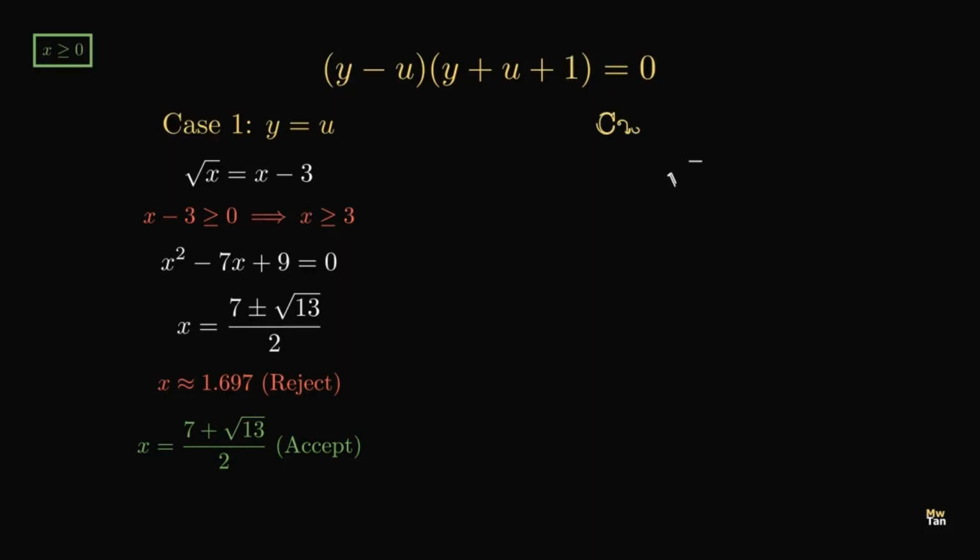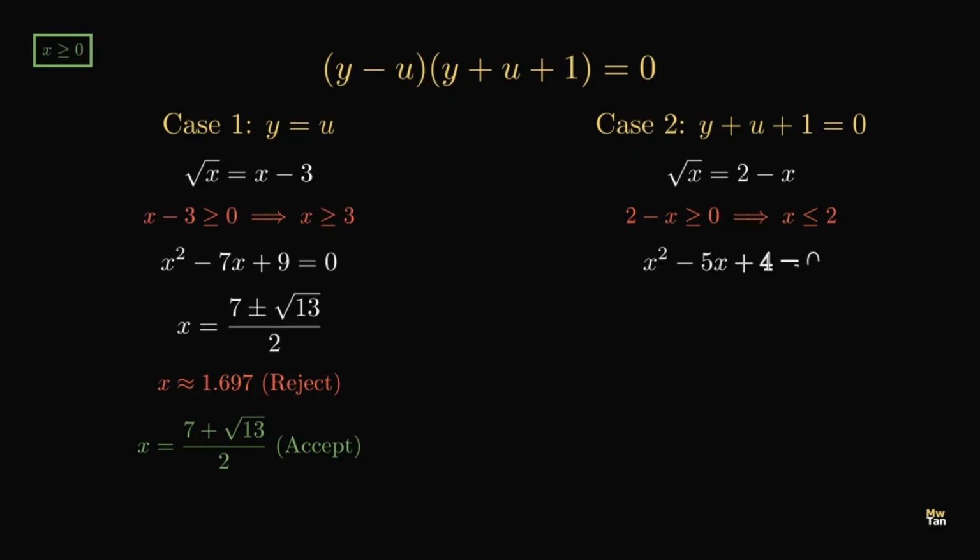Case 2. y plus u plus 1 equals 0. Substituting back and simplifying, we get root x equals 2 minus x. Again, the right side cannot be negative. So this time, x must be at most 2. Square both sides. This one simplifies to x squared minus 5x plus 4 equals 0. And this one factors beautifully. x minus 1 times x minus 4, giving us x equals 1 or x equals 4.